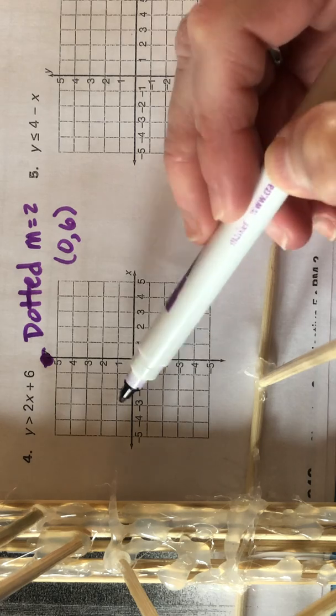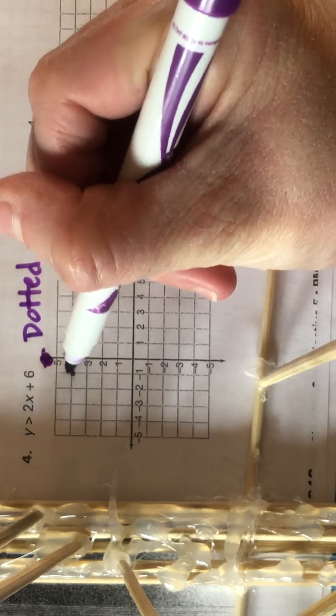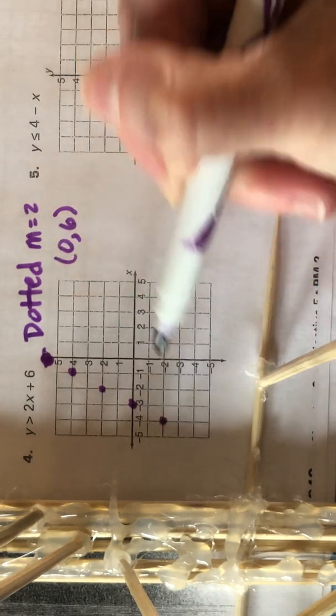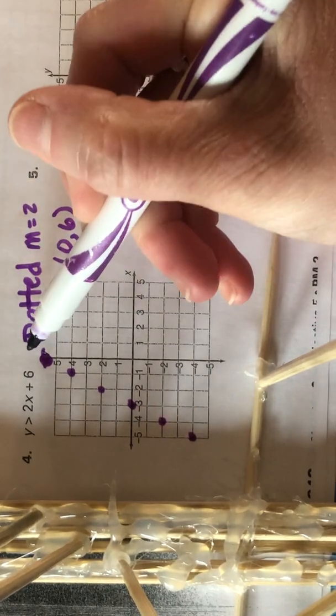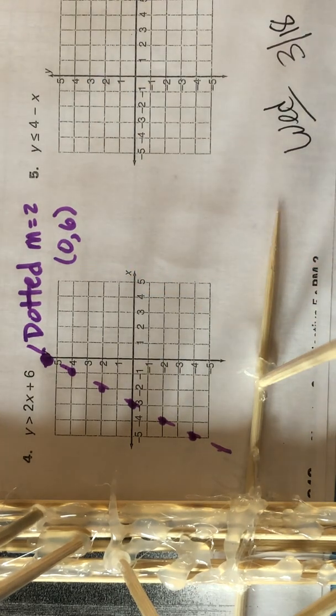So my line must be heading up as we go from left to right. So my rise is 2 and my run is 1. So 2, 1, 2, 1, 2, 1, 2, 1, and I'm going to make my line dotted. Now, because this is an inequality, I have to determine what side of the line I need to shade on.